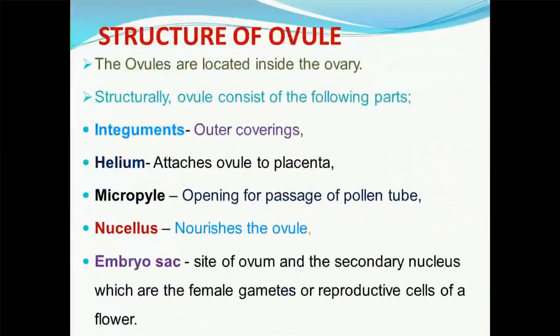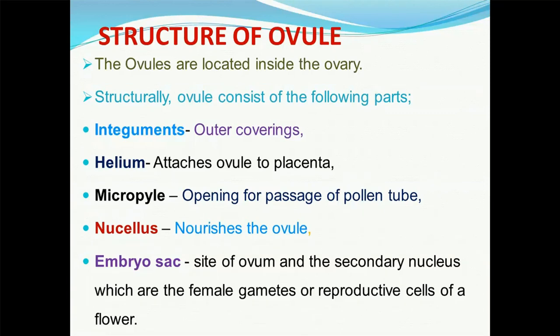So let's move on. Let's look at the structure of the ovule. The ovules are located inside the ovary. Structurally, the ovule consists of the following parts. The first part here is the integument. Now, this is the outer covering of the ovule. Now, the hilum, which attaches the ovule to the placenta.